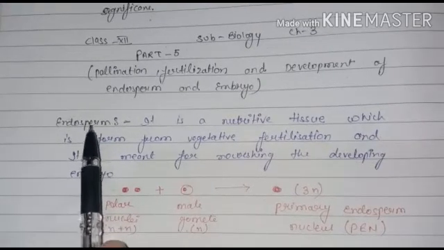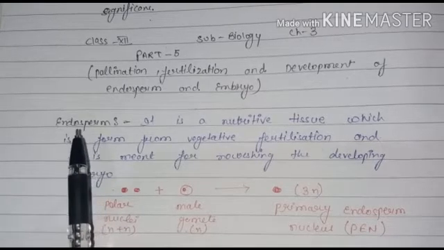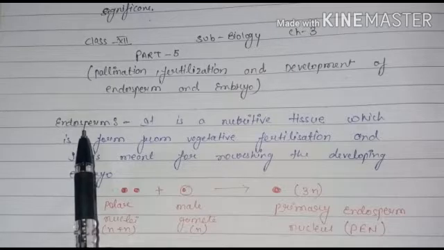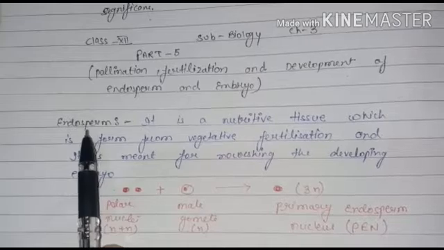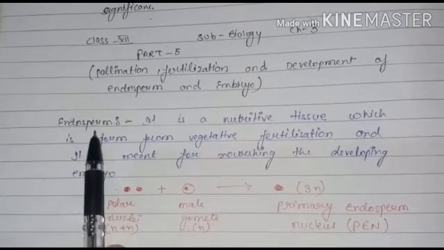Endosperm: you know that in the double fertilization process, two male gametes enter the ovule. One male gamete fuses with the egg, which makes the zygote, and another one fuses with the polar nucleus, which will form endosperm. So today we will talk about endosperm.